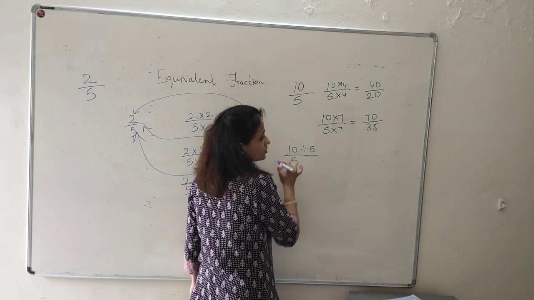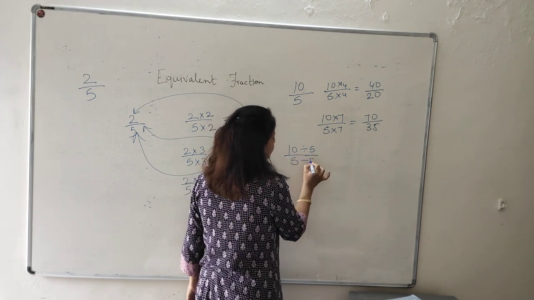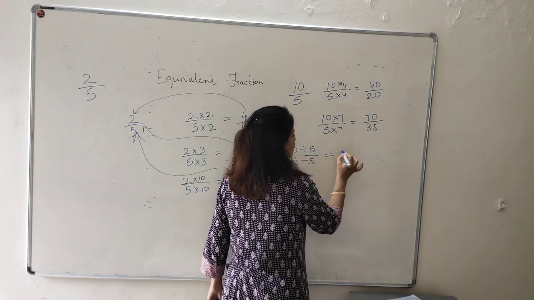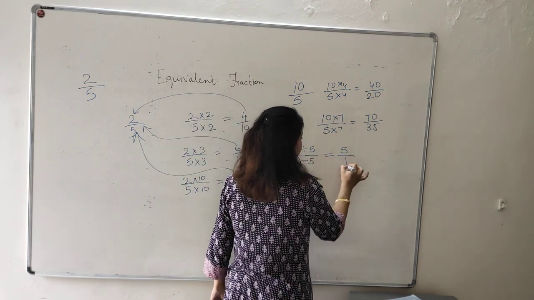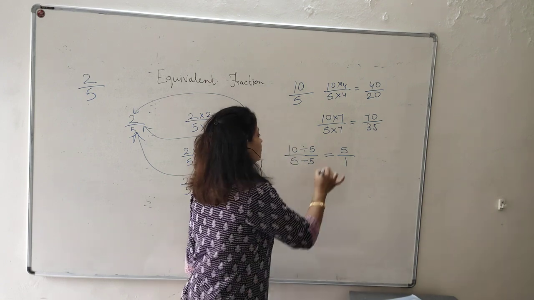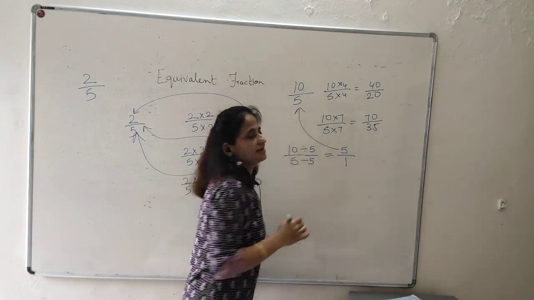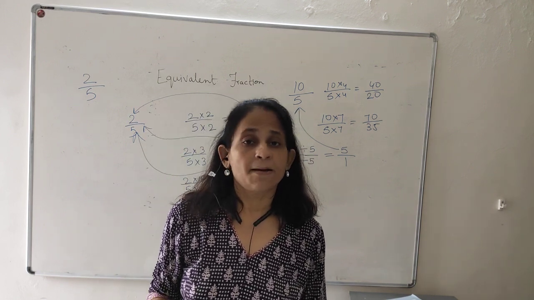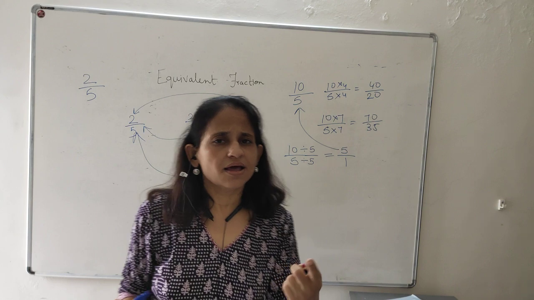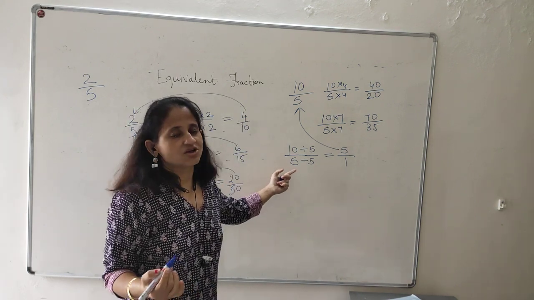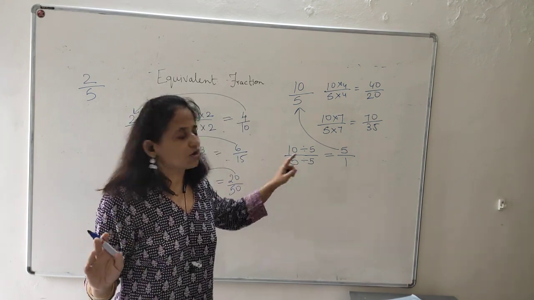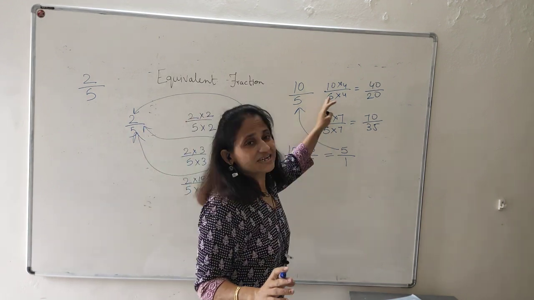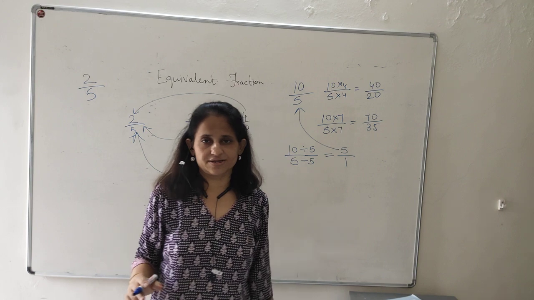If I divide the numerator by 5, I have to divide the denominator also by 5. So when I divide 10 by 5, it will be 5, and 5 divided by 5 is 1. So even 5 upon 1 is an equivalent fraction of 10 upon 5. But we can find only one. There is no other common factor. So by division, we cannot find more than one equivalent fraction, but with multiplication, you can find infinite.